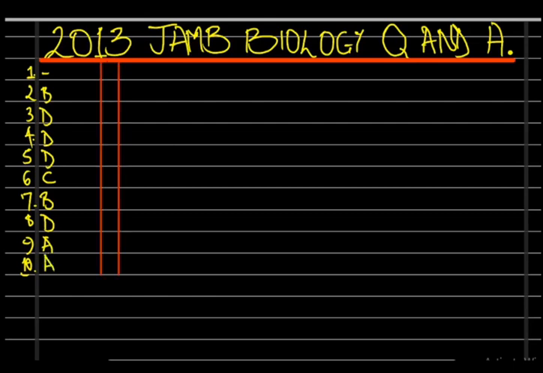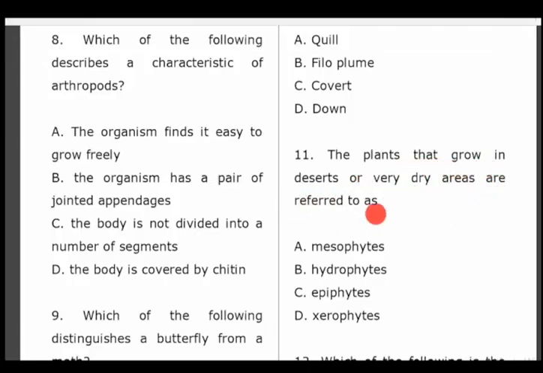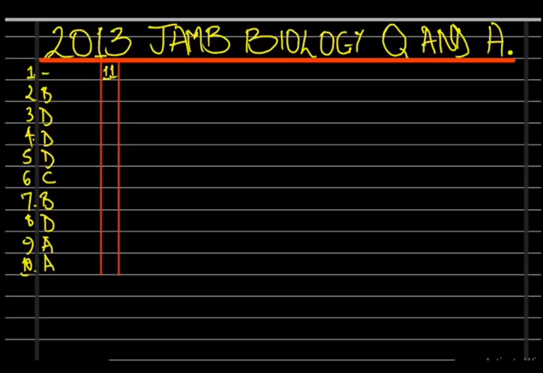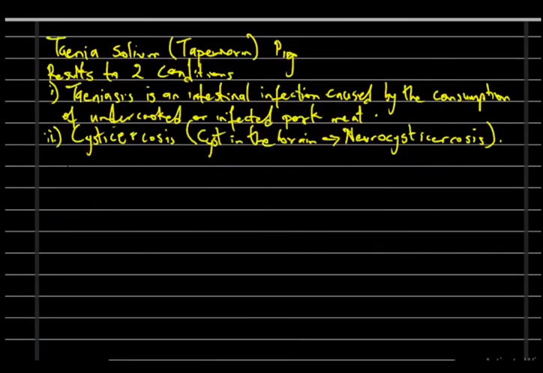So going to question 11 now. Question 11. The plants that grow in deserts or very dry areas are referred to as A. Mesophytes, B. Hydrophytes, C. Epiphytes, and D. The xerophyte. Here we are looking at organisms' ability to respond or react to water. That is basically what this question is talking about. So we have classification of organisms in respect to how they react or respond to water in their environment. So their affinity for water classifies organisms into 3.